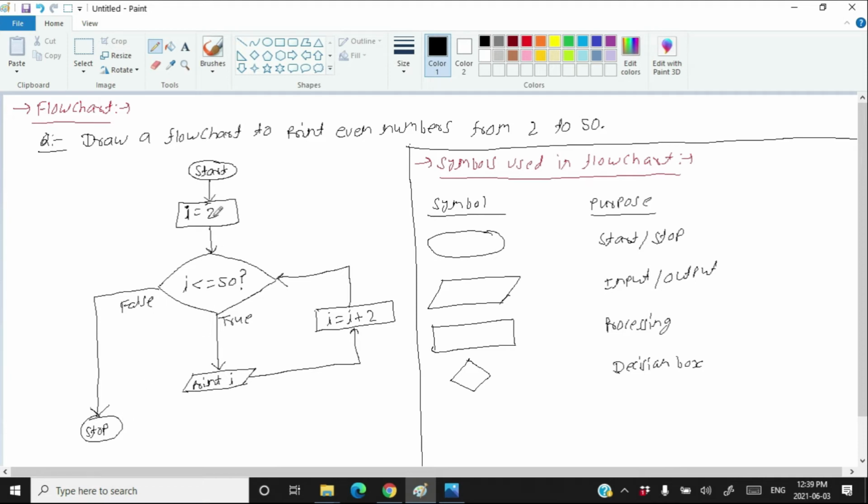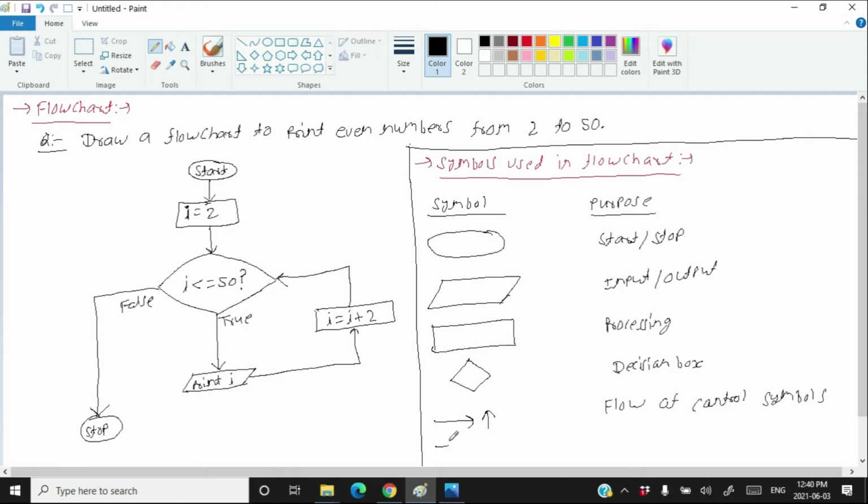Arrow means in which direction you have to flow. From start you have to go to this box. From this box you have to go to this box. If this condition is true, then you have to go to this box. Then you have to go to this box and come back to the same. If this condition is false, then you have to go to this box. So you always give the direction of flow. Such arrows are flow of control symbols.